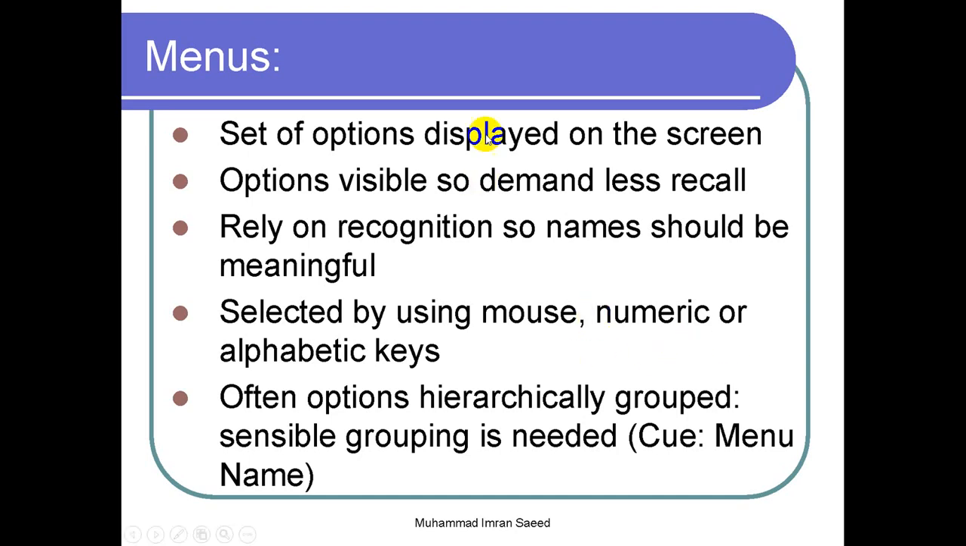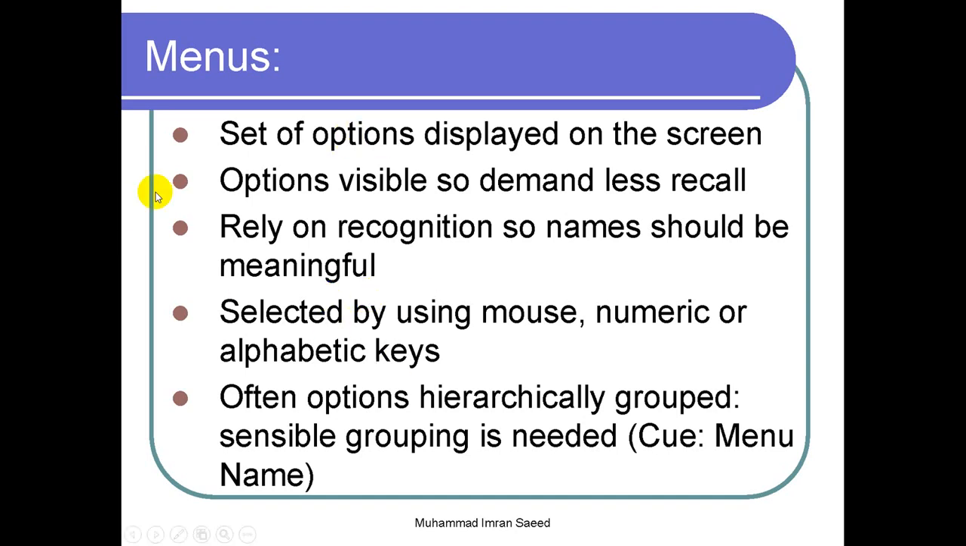Now in the menu based system, there was a set of options displayed on the screen. When the options were visible, it demanded less recall. The people were not supposed to memorize or recall the commands. They just used to look at the screen, look at the menus and the options, and they started using it by clicking the menu option. So now it relies on recognition. So names should be meaningful. Names like cut, copy, paste, save as must be so meaningful that the user must be able to understand by looking at the name in the menu.